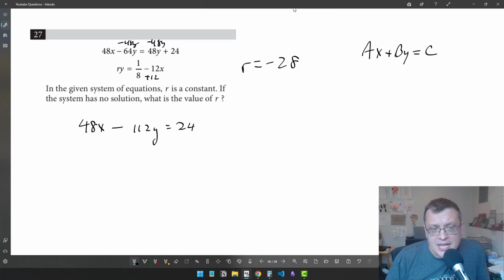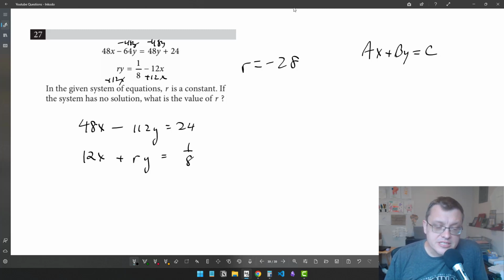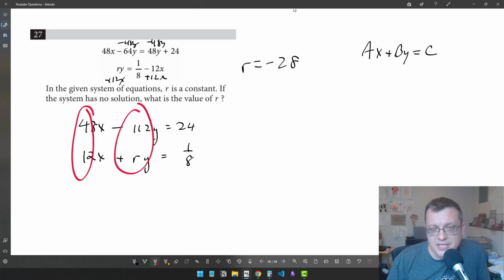Bottom equation, I'm just going to add 12x to both sides. It's 12x plus ry equals 1/8. So here's the deal. When you have either no solutions or infinite solutions, what is true in both cases is that the ratio of these coefficients must be equal. So when I find the ratio of 48 to 12 and the ratio of negative 112 to r, I can set them equal. In other words, set up a proportion. And this lets me solve for r directly. I don't have to fiddle with the slider or do any kind of nonsense.